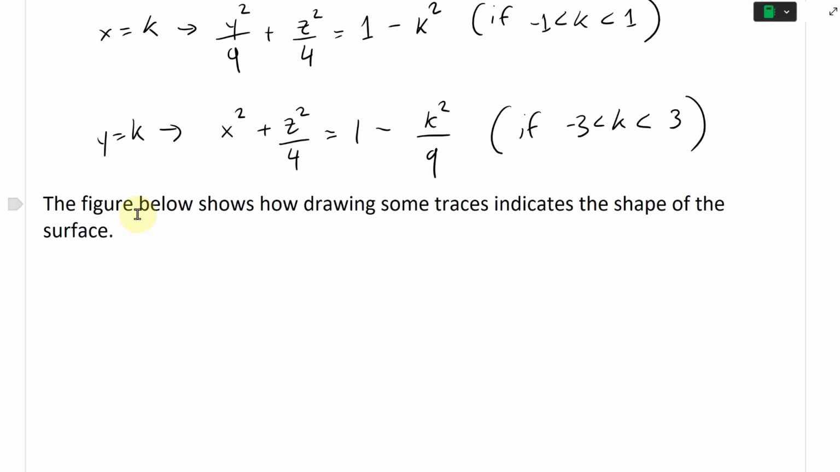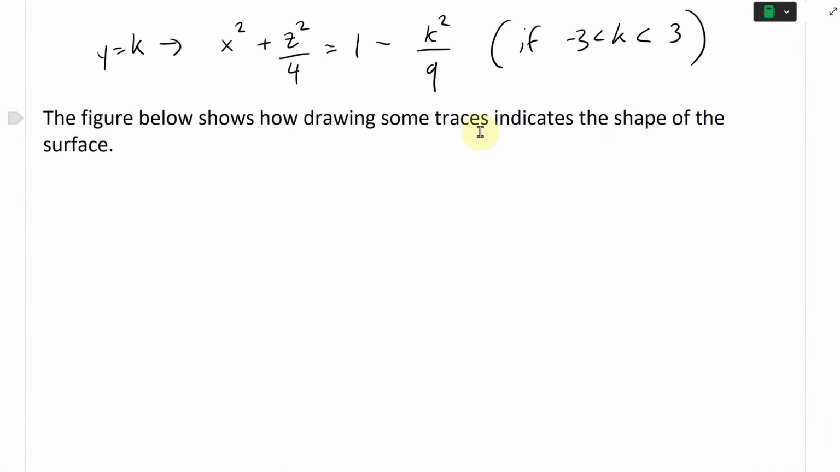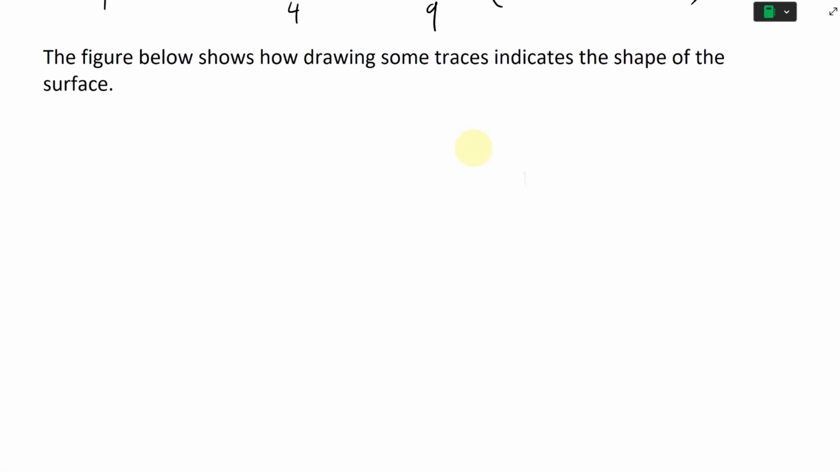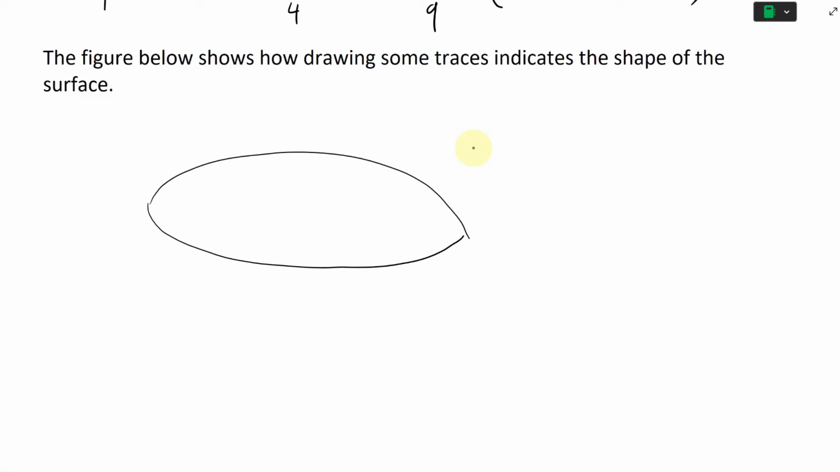All right, so let's graph all this out. The figure below shows how drawing some traces indicates the shape of the surface. What I'm going to do is just draw the surface, because it's hard to draw in 3D. But it's going to look like this, basically an ellipsoid, an elliptic figure like that. And this is in 3D.